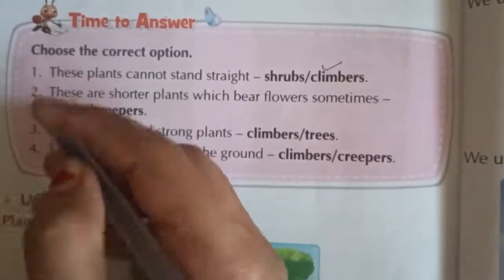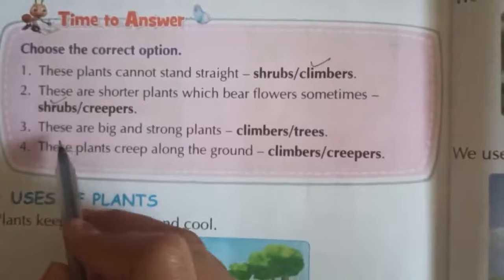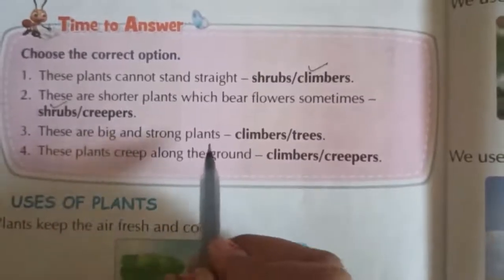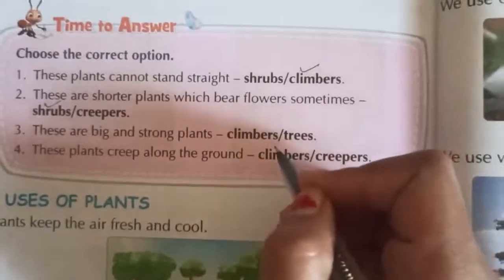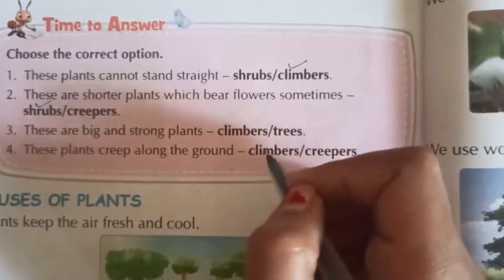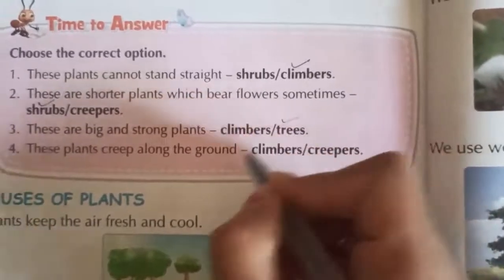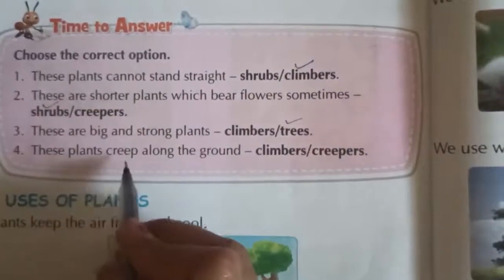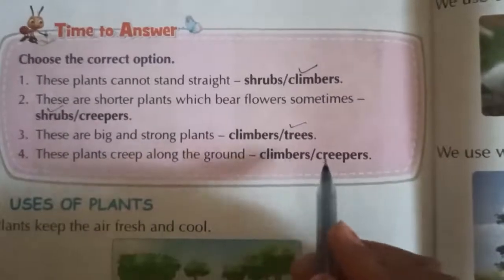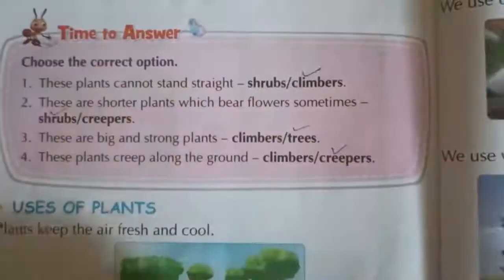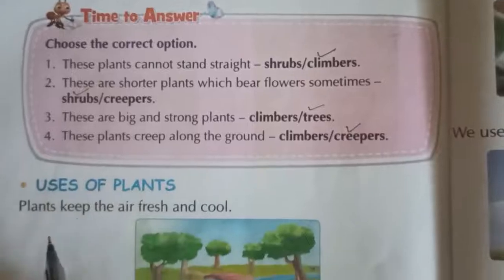Shrubs. Shrubs have a flower. Next. These are big and strong plants. Who are big and strong? Trees. These plants creep along the ground. Climber or creeper? Creeper. Now see the next point.